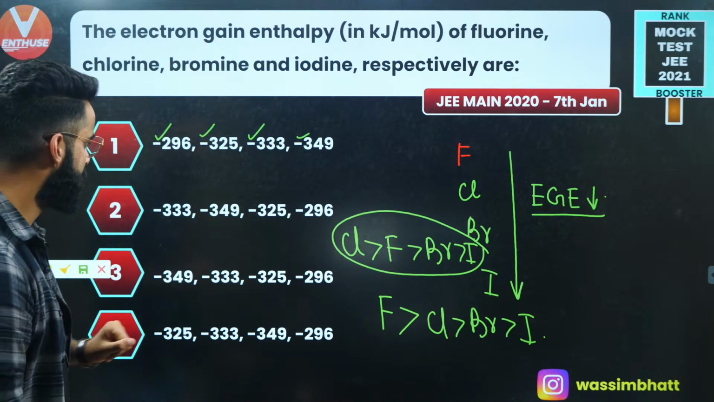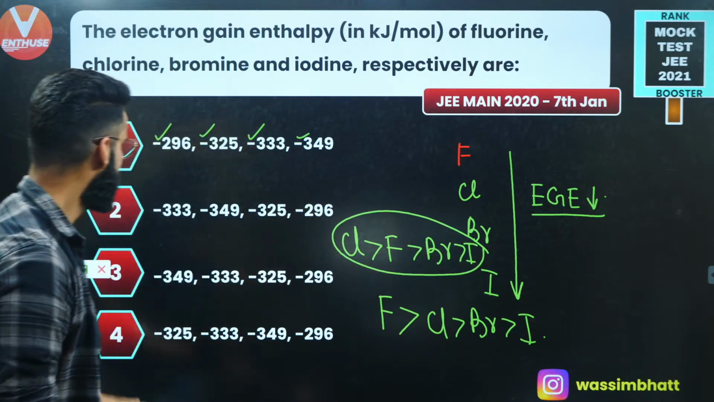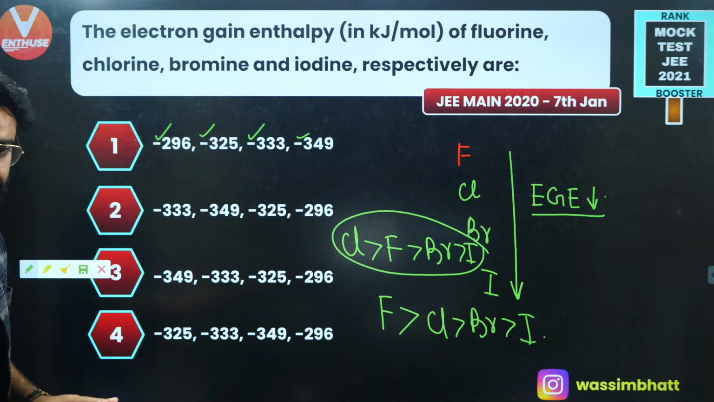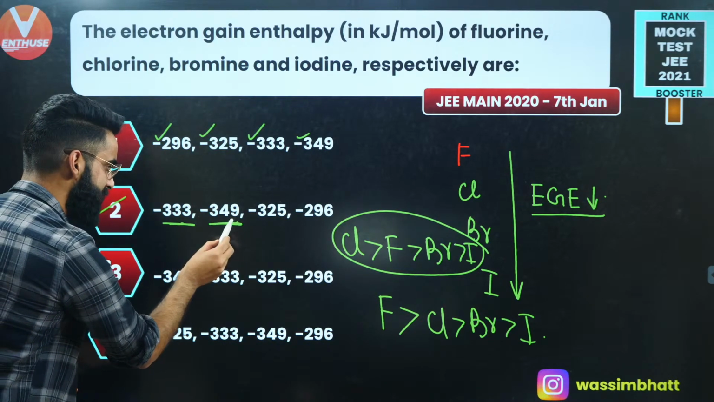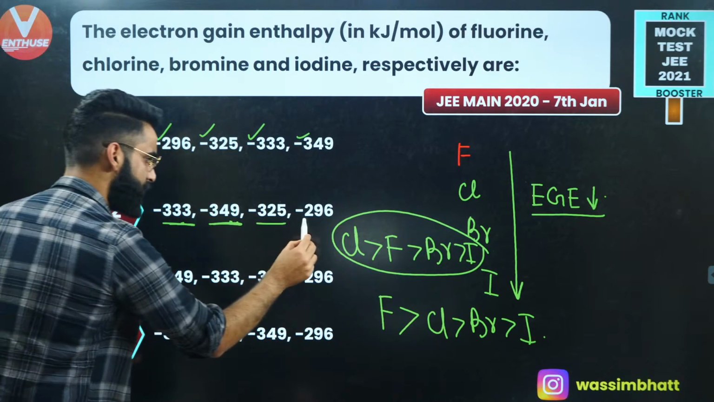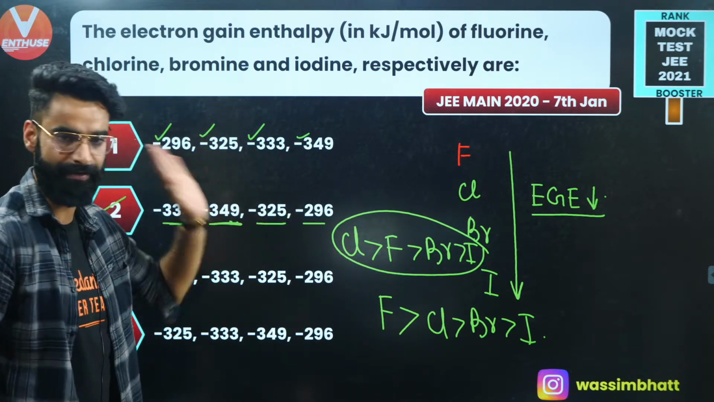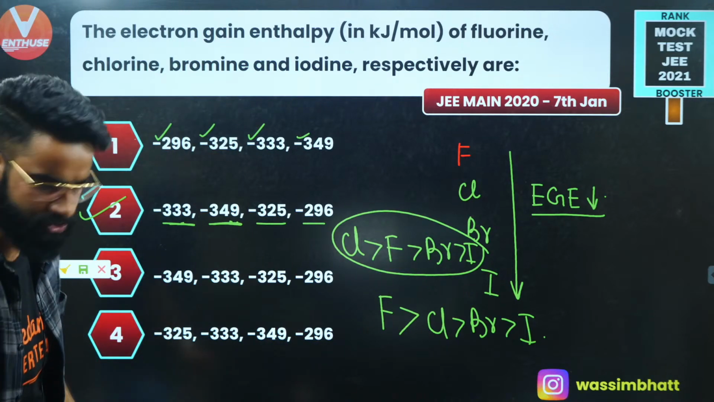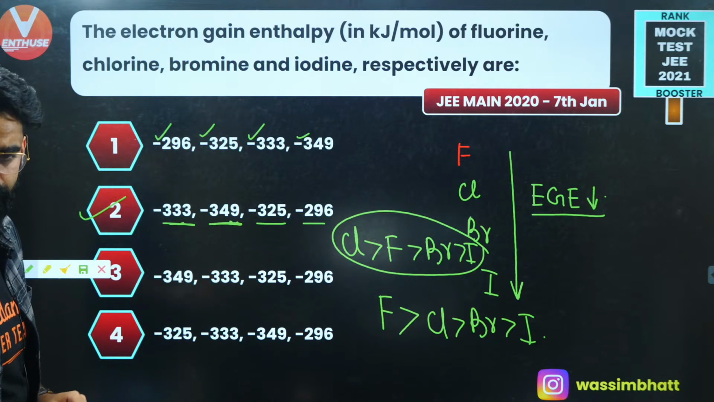So what do you think? Chlorine has the maximum, followed by fluorine, followed by bromine, followed by iodine. Which option satisfies that? It's going to be option B. This is for fluorine, this will be for chlorine. Chlorine has higher than fluorine, then comes bromine, then iodine. As simple as that. So option second is going to be the correct one among all. I'm sure it's clear to everyone.